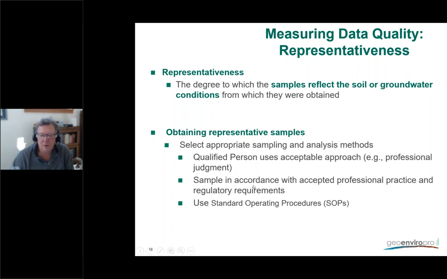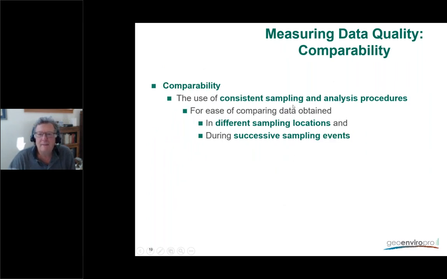So with that note, we also sample in accordance with professional practice and regulatory requirements. And by that, hand in hand, we should be using standard operating procedures that give some consistency, and they've been reviewed and accepted by others as providing reliable data sets. This term comparability, this is the use of consistent sampling and analysis procedures. So comparable or consistent techniques is a key to getting good quality data.